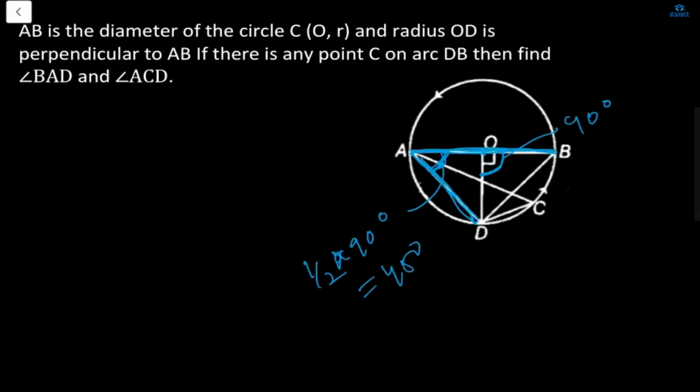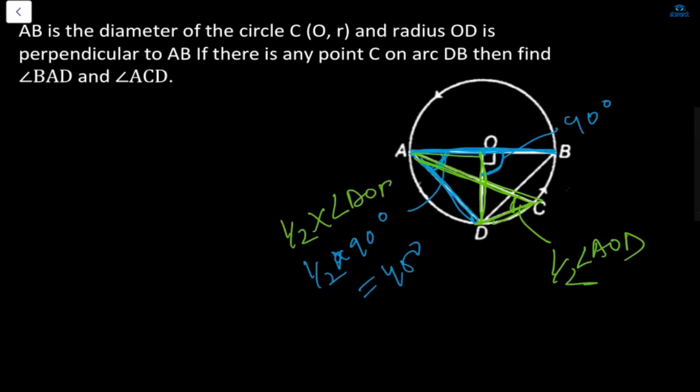Yes or no? And the same way we will do this one. This angle is at the center for arc AD, and for that same arc AD, this is at any point of the circle. So this will be equal to half of angle AOD. I'll write it here, half of angle AOD. So it will be equal to half of 90 degree, which is equal to 45 degree.